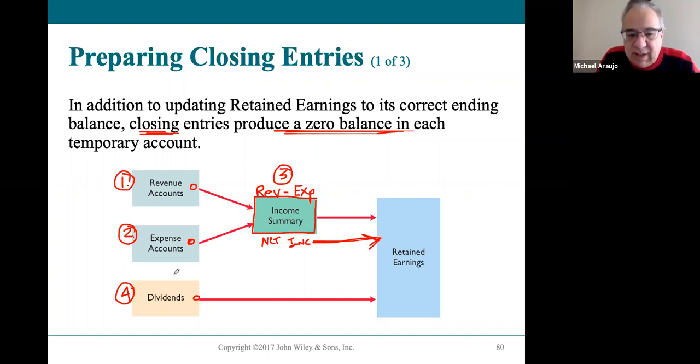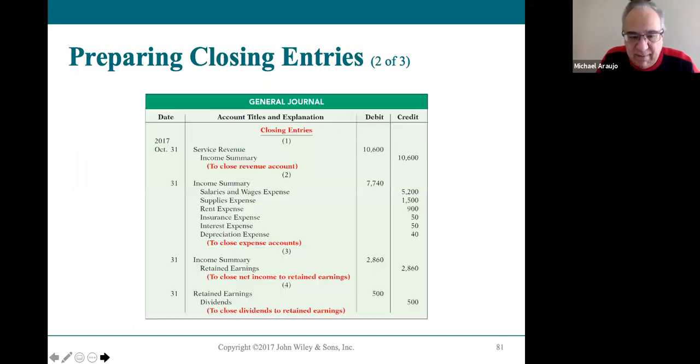So these are the 4 steps that you're going to be learning, and that's sort of the explanation here. This is what it looks like in the journal. All of these are journal entries, because nothing happens in accounting without first putting it in the journal, as you know. So here are the closing entries that you'll need to know.